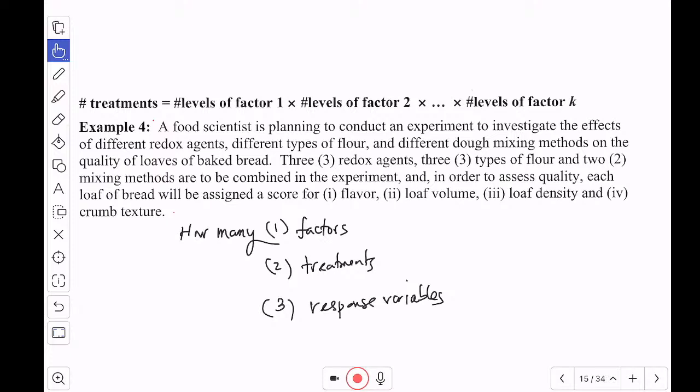So this is a food scientist planning to conduct an experiment to investigate the effects of different redox agents, types of flour, and dough mixing methods on quality of loaves of baked bread. There happen to be 3 agents, 3 types of flour, and 2 mixing methods. And these need to be combined, and then bread will be assigned a score for its flavor, loaf volume, loaf density, and crumb texture. What are the factors, the treatments, and the response variables for this experiment? Can you tell me?